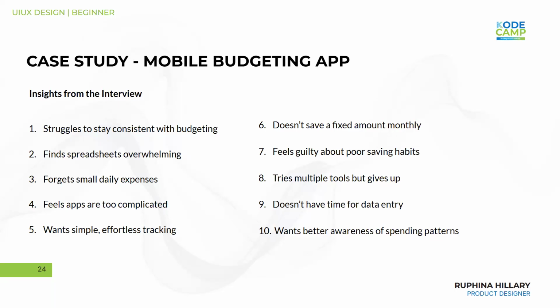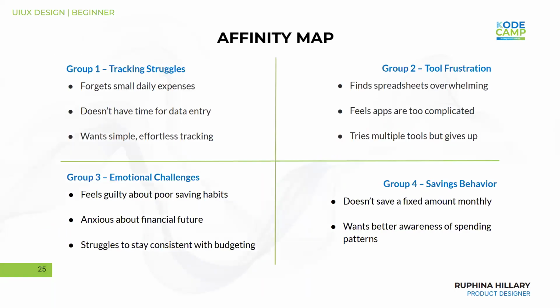So now for the affinity map. First group: tracking struggles. That's why I liked what Oluwaseun said, but there was a noisy background and he could not. But we see things like forgetting small daily expenses. This is forgetfulness, but it's also a part of tracking struggles. The tracking struggles can be with the application, and can also be with yourself, by not having time, by wanting a simple application and there being a lot of complication. There is a struggle with tracking. This is the need that we are trying to solution for or provide an answer to.